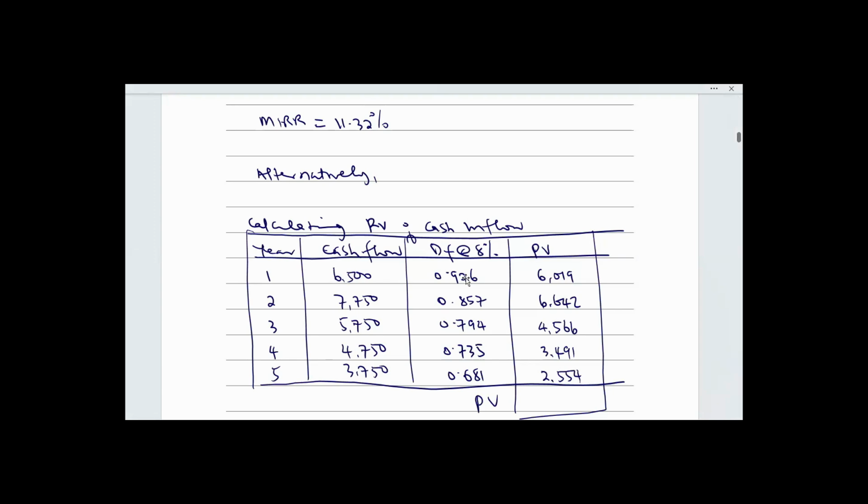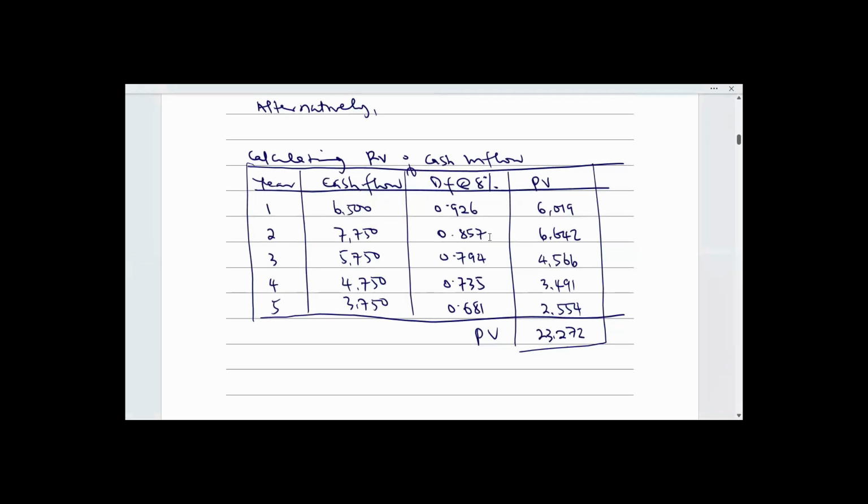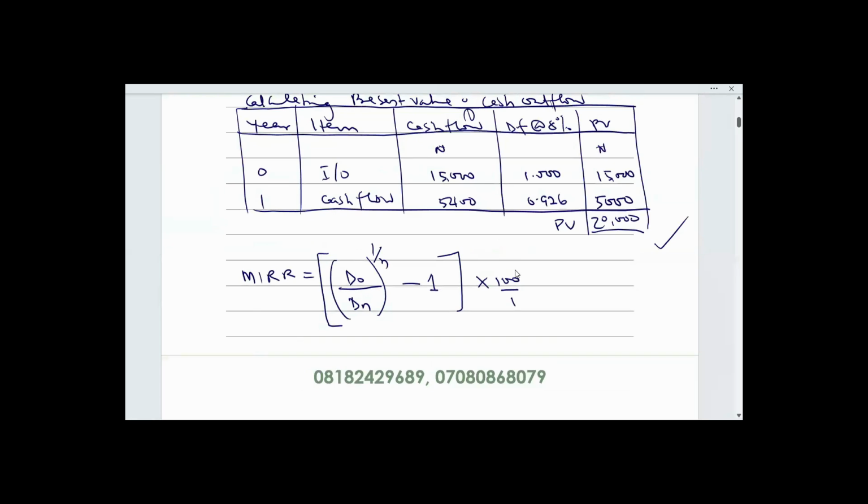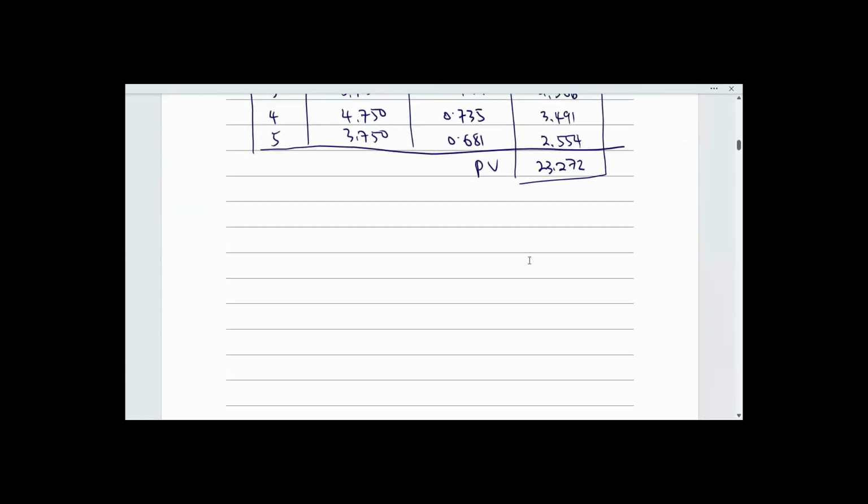Add it up. 6,019 plus 6,642 plus 4,566 plus 3,491 plus 2,554 equal 23,272. So that's the present value of cash inflow. We've already calculated present value of cash outflow to be 20,000 naira. Therefore, I can then go ahead. I will then say modified internal rate of return.